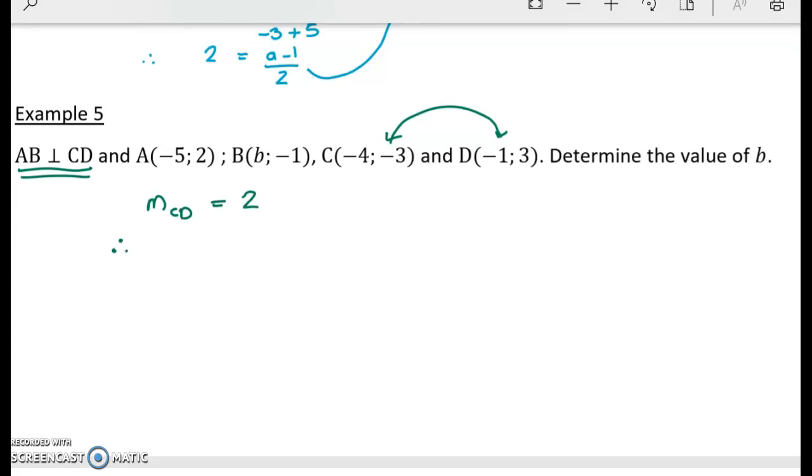That means the gradient from A to B. You could actually put the gradient from A to B times by 2 must equal -1 and try and solve for it. And use the trick. And the trick is if I know they're perpendicular, now they're the gradient. You have to show me working out or any reasoning.